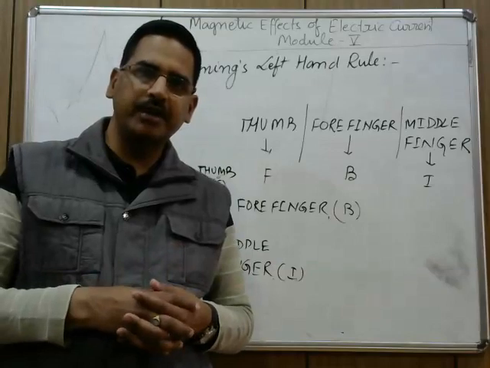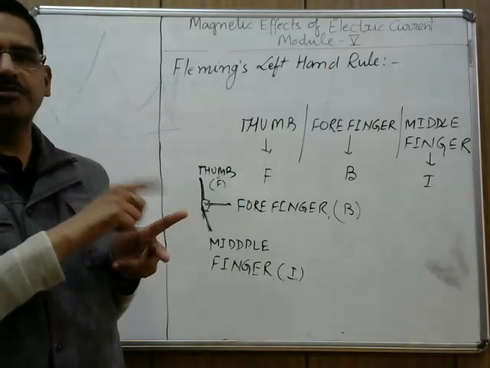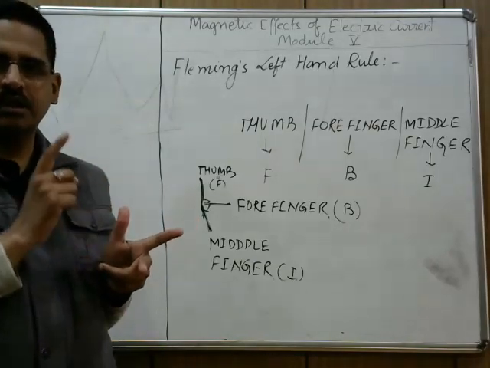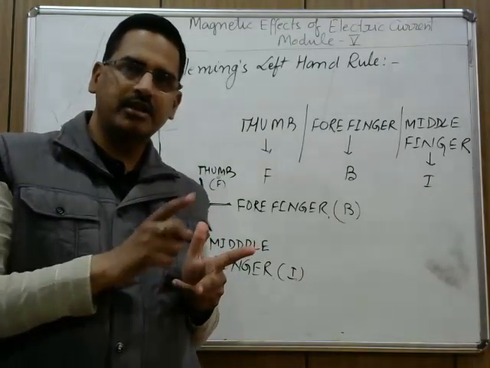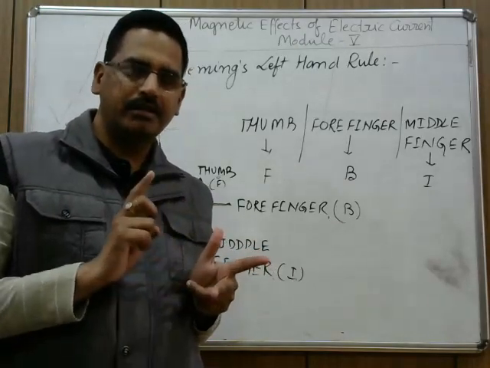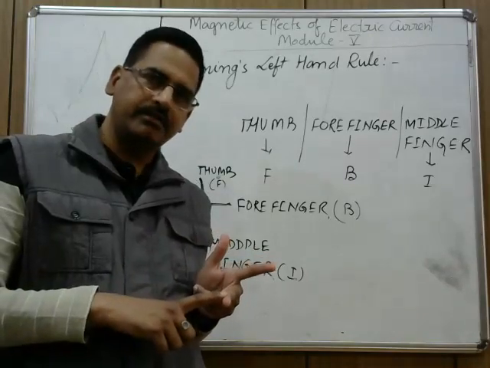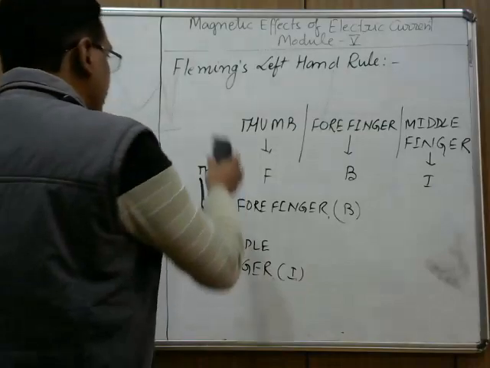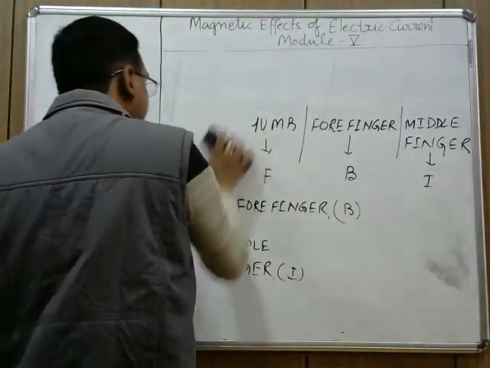A very easy way to learn this is FBI. F for force, B for magnetic field, I for current. If you start from here: force, magnetic field, current. Thumb is always corresponding to force, forefinger is always corresponding to magnetic field, and middle finger will always correspond to current.